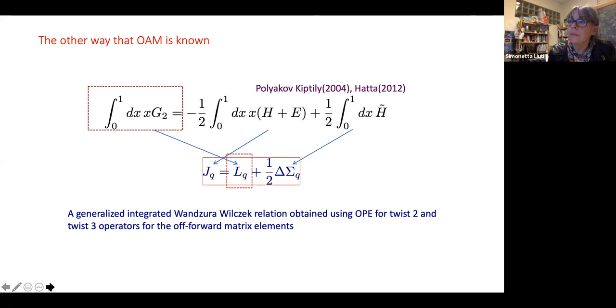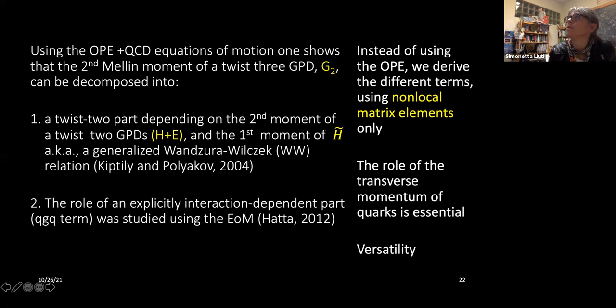Well, so here on the left-hand side, I'm going to summarize what was done. So using the operator product expansion plus the QCD equations of motion, one can show that the second Mellin moment of a twist 3 GPD, which is G2, can be decomposed into a twist 2 part that depends on the second moment of the twist 2 GPDs, H plus E. So I'm summarizing what's in the previous slide. And yes, then we can look at the role of this, especially the interaction independent part that we'll study later on.